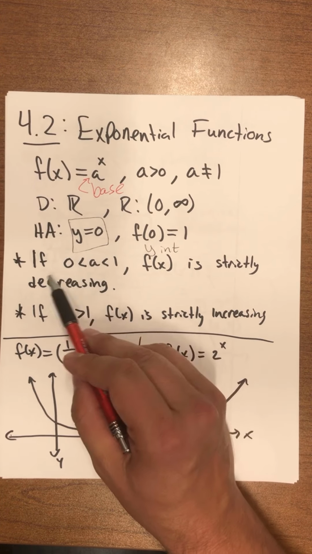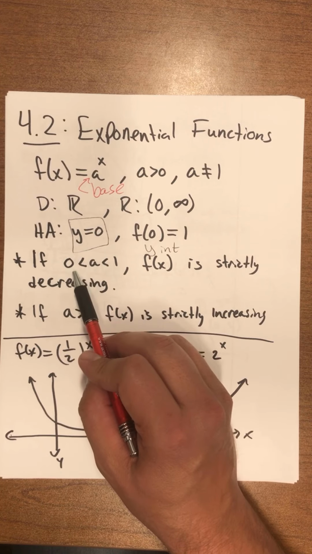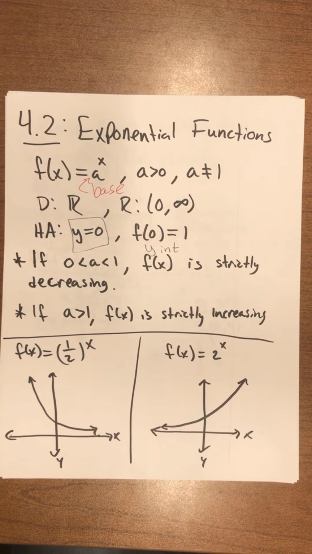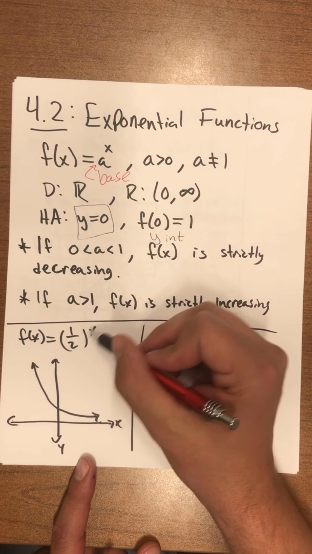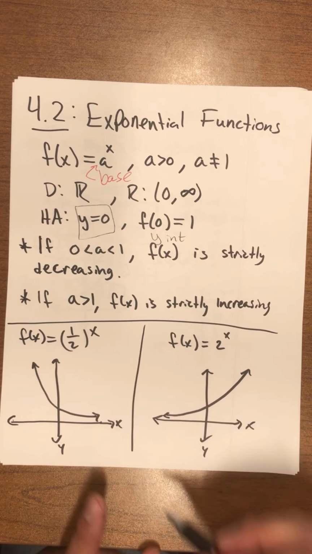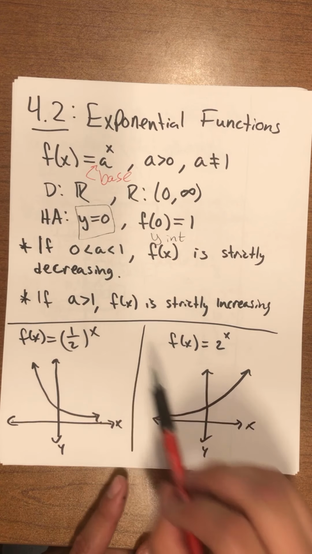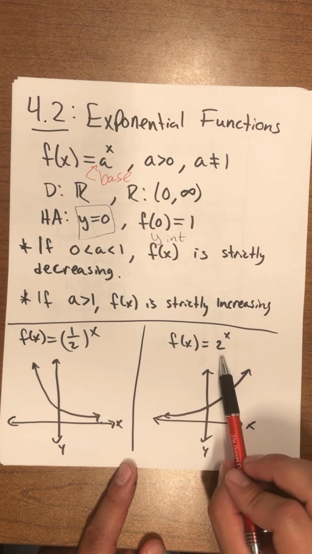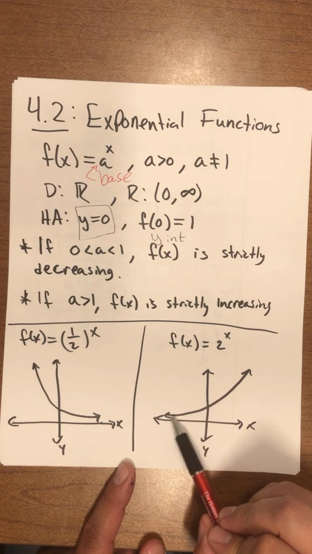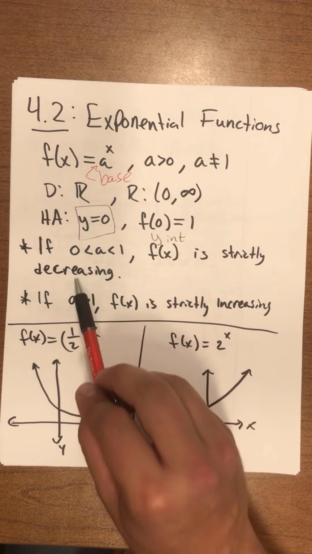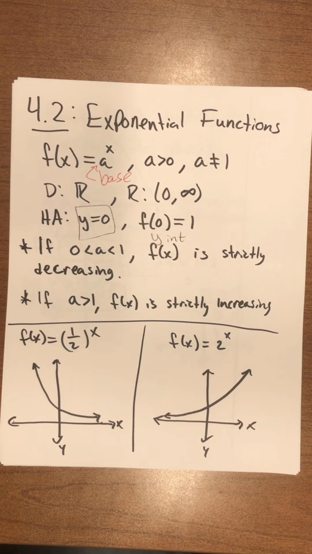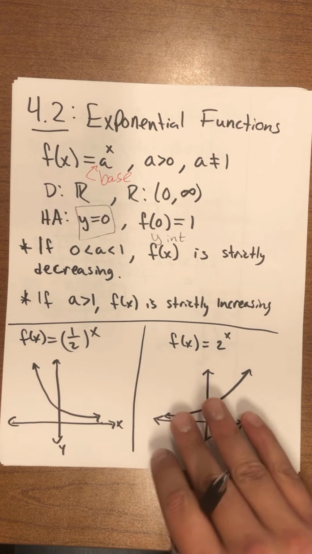If we have a fraction, so that's what this says right here, if a is strictly between 0 and 1, such as 1/2 to the x, the function will strictly be decreasing, and if a is strictly greater than 1, so something like f of x equals 2 to the x, the function will be strictly increasing. What that tells us about strictly decreasing, strictly increasing, is there are no relative extreme values, if the function has no turning points and things like that.